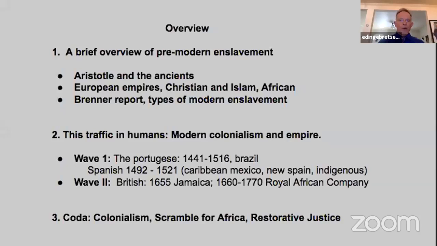We'll be looking first, very quickly again, at wave one: the Portuguese from 1441, mostly in Brazil, and the Spanish, the Iberian empires, Portugal and Spain, 1490 through 1521 in the Caribbean and Mexico and onward. And wave two: British in 1655 and colonizing of Jamaica from 1660 to 1770, the Royal African Company, about which I have many opinions, and so will you when you hear them.